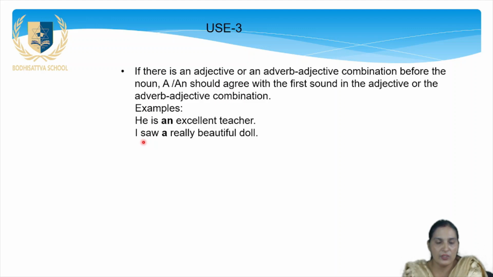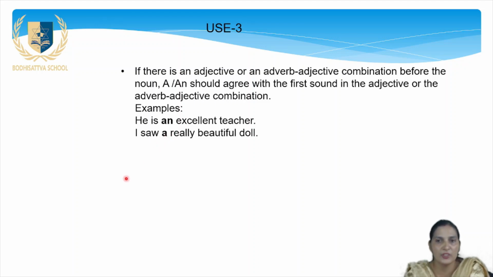And next, now look at your next sentence. I saw a really beautiful doll. In this sentence, "really beautiful" is an adverb-adjective combination. Really is an adverb, beautiful is an adjective. And here the pronunciation of "really" starts with R, which is a consonant sound. So here the article "a" is used.